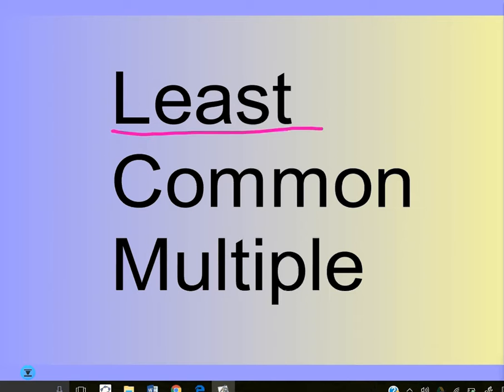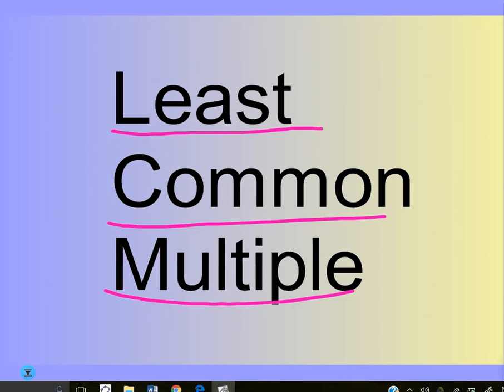The least common multiple is the smallest number that both numbers can go into. I like that definition. And as we do some examples, you kind of figure it out. Let me just say this, guys, in case you get confused between greatest common factor, GCF, and least common multiple, because it's easy to do.